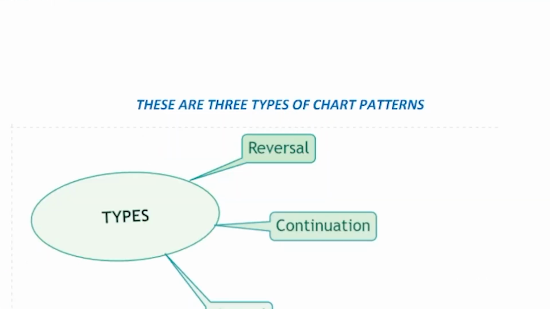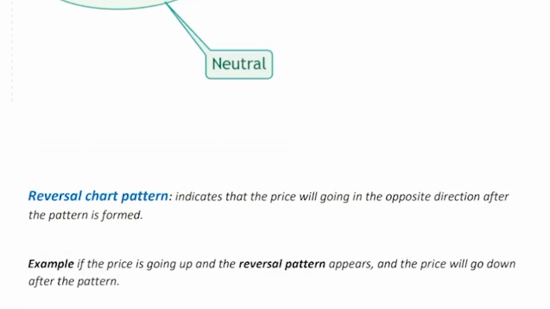Let's first take a look at the types of chart patterns. We have three types of chart patterns. You have reversal. Remember the word reversal, the change of the direction of the market. We have continuation, and we also have neutral chart patterns. Before we jump to the chart, let's first explain these types of chart patterns.